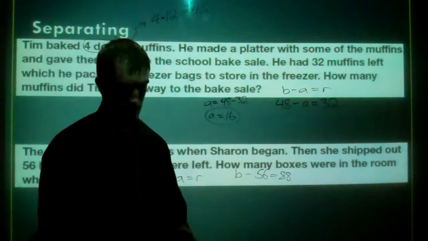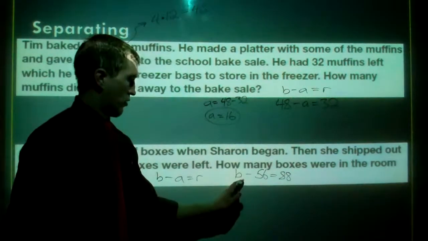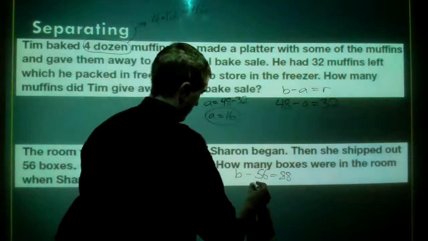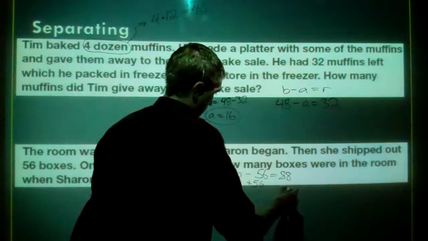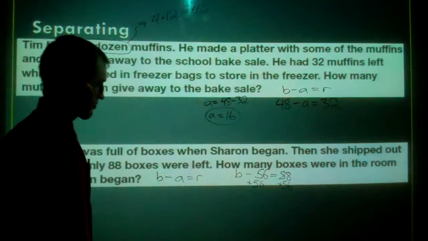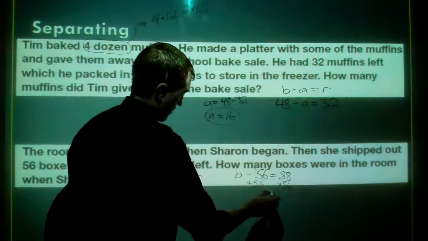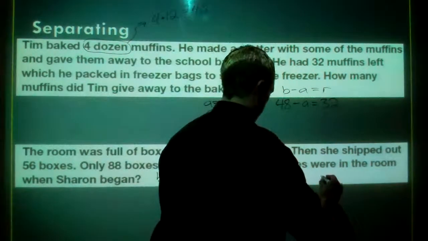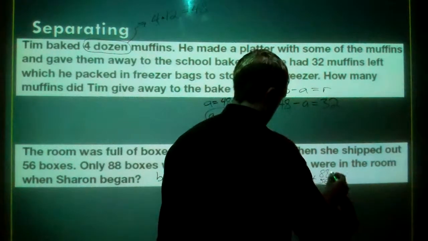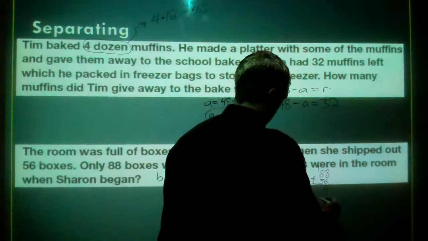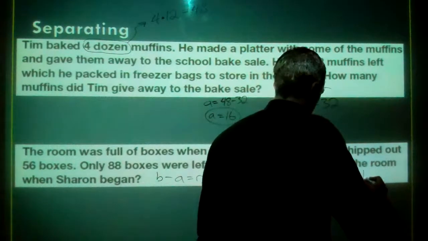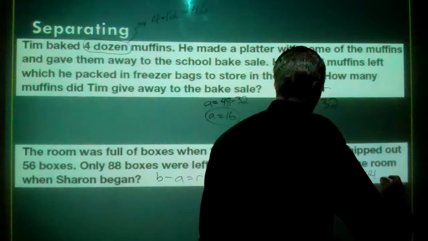This is where we use our inverse. This is where we say, okay, we're subtracting from that variable, so now we're going to add 56 to both sides. And that'll keep everything balanced. Okay, so these are going to cancel out. 88 plus 56 should be 14. Here are 1 there, get another 14. 144. So B equals 144 boxes.